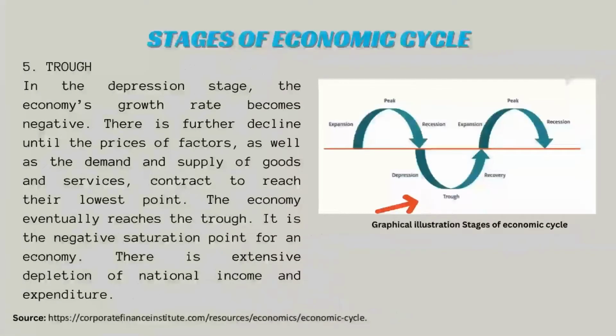Number five is trough. In this depression stage, the economy's growth rate becomes negative. There is further decline until the prices of factors as well as the demand and supply of goods and services contract to reach their lowest point. The economy eventually reaches the trough. It is the negative saturation point for an economy. There is an extensive depletion of national income and expenditures.